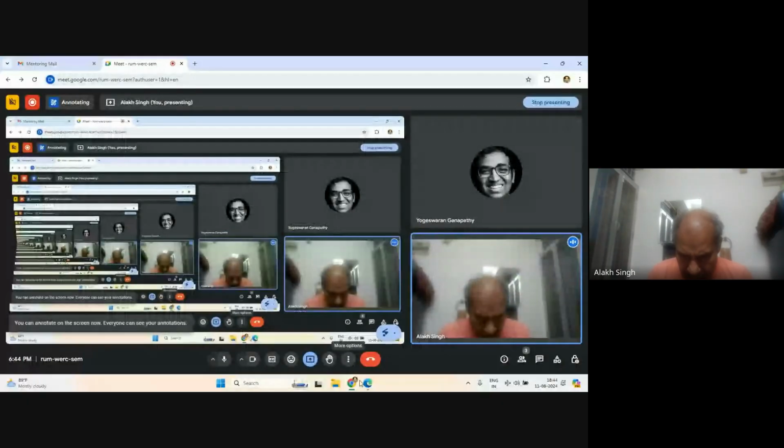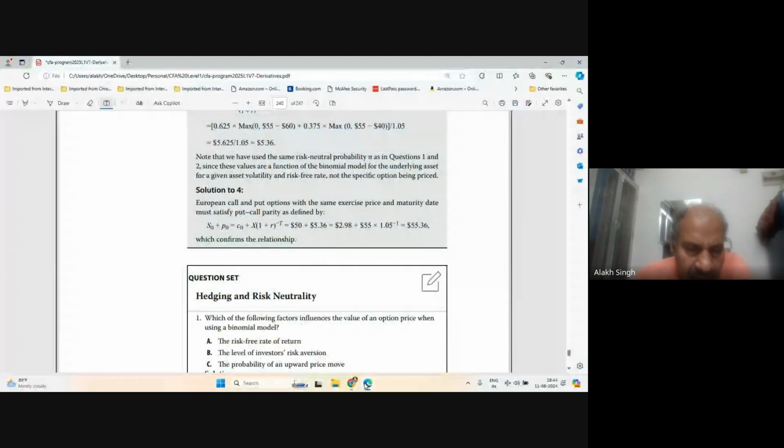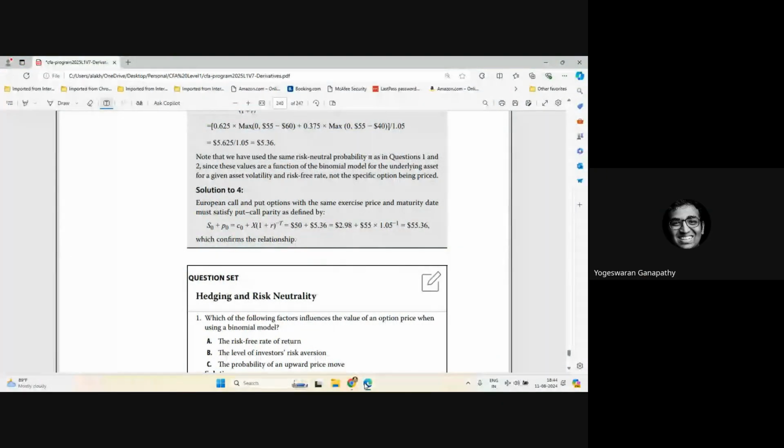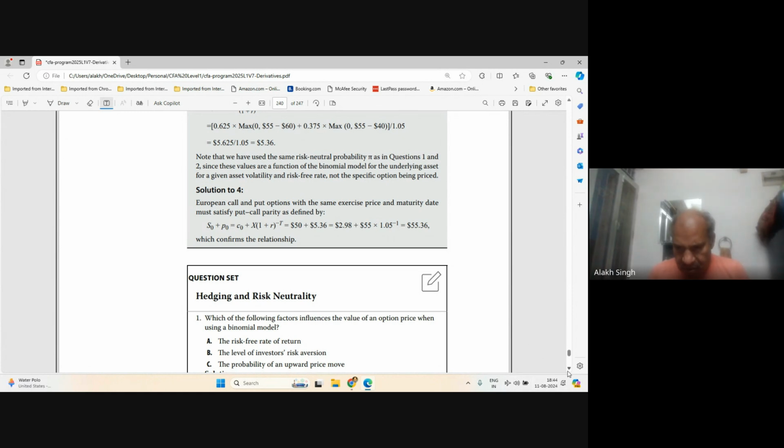Okay, so read question number one. Which of the following factors influences the value of an option when using a binomial model? The risk-free rate of return, the level of investors' risk aversion, the probability of an upward price movement. The risk-free rate of return. Very simple question.